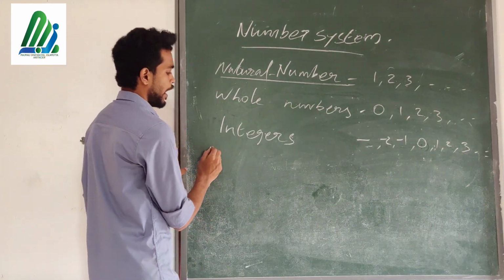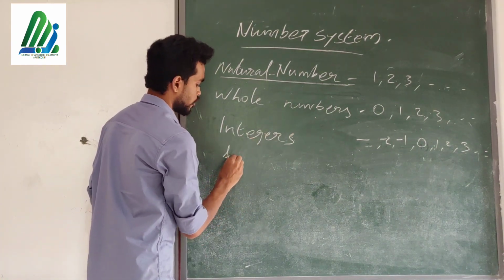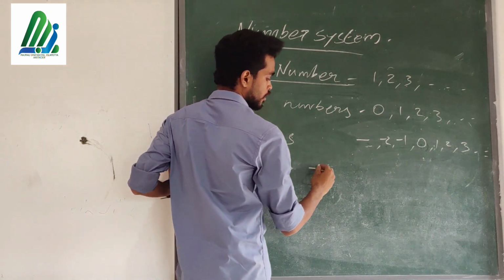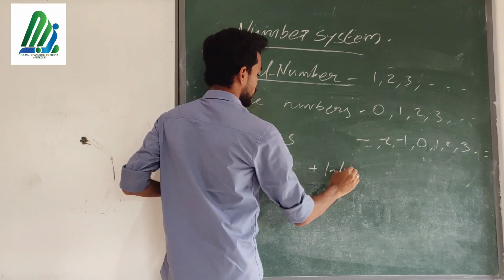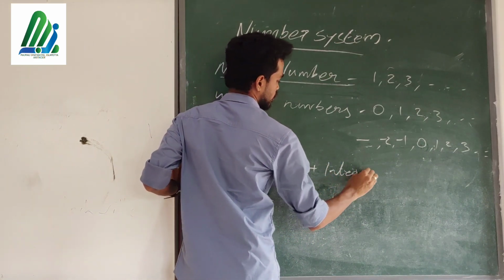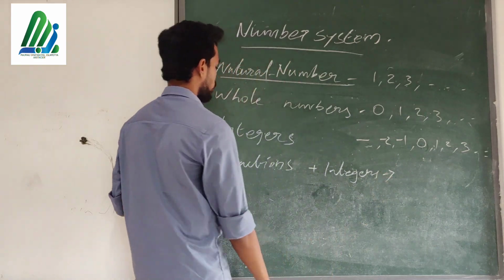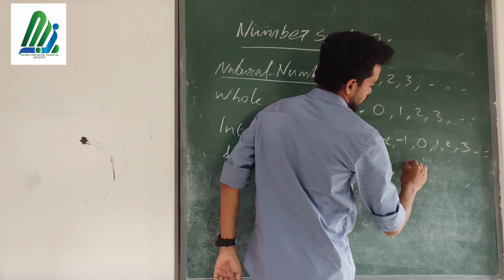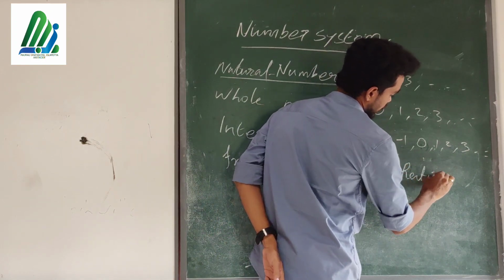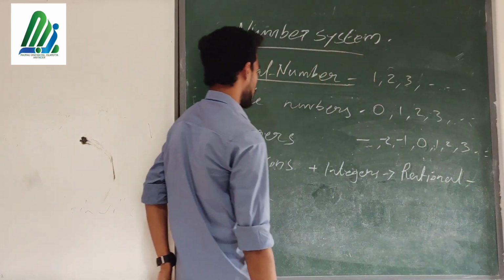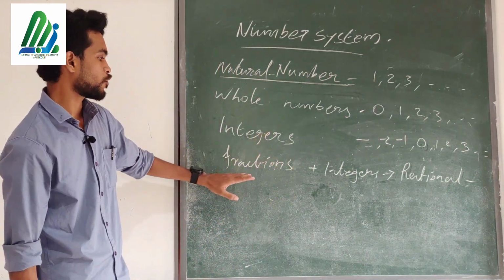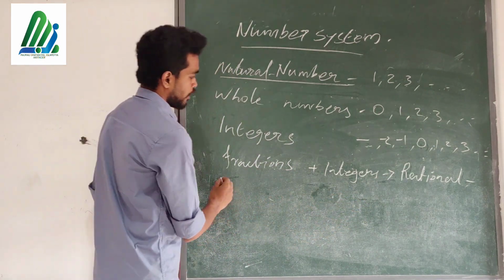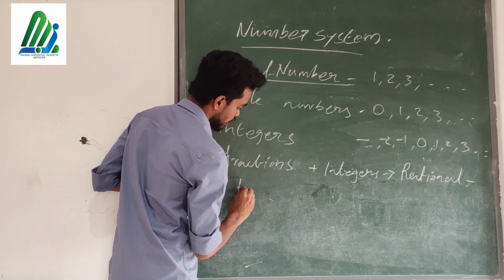And when we add another kind of numbers, fractions, with the integers, then it is called the rational numbers. Rational numbers are the numbers, fractions and integers. And the fractions, what are fractions?